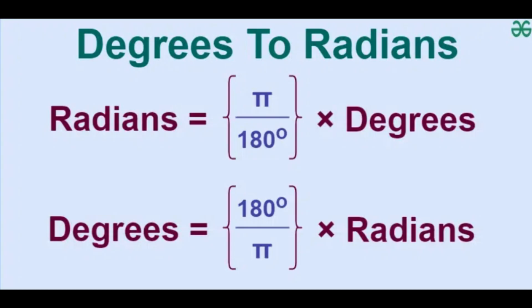So just remember those two key formulas. Degrees to radians is times by pi over 180, and radians to degrees is times by 180 over pi.